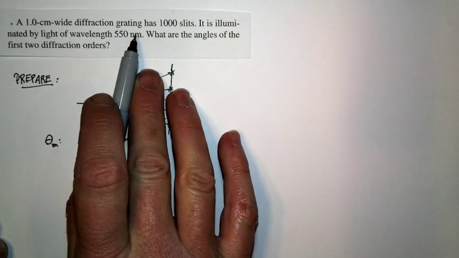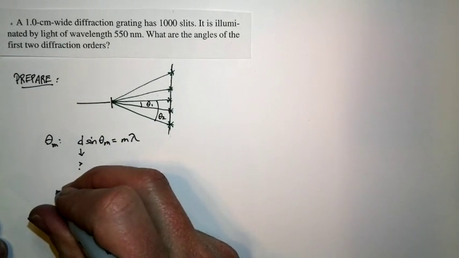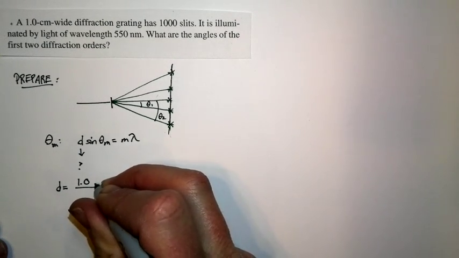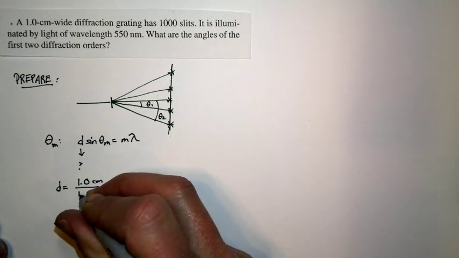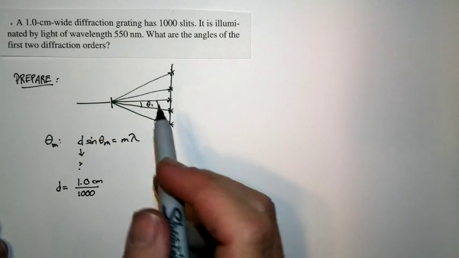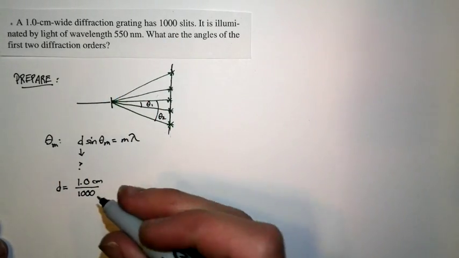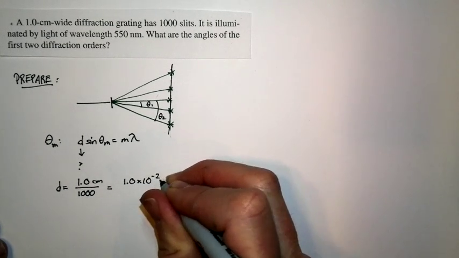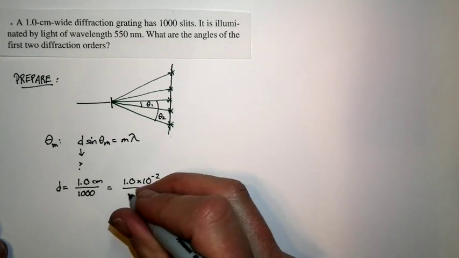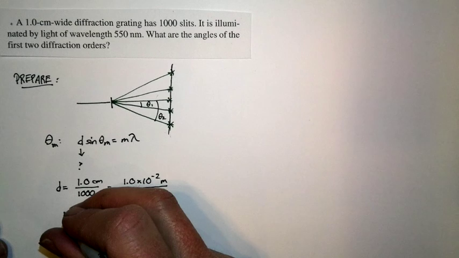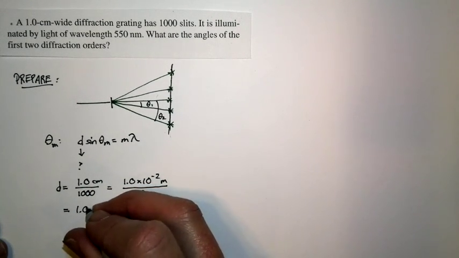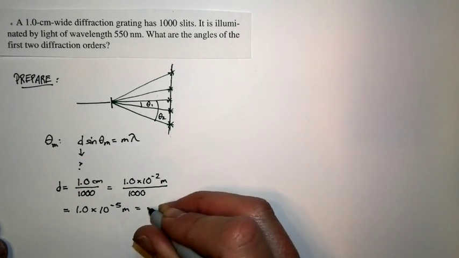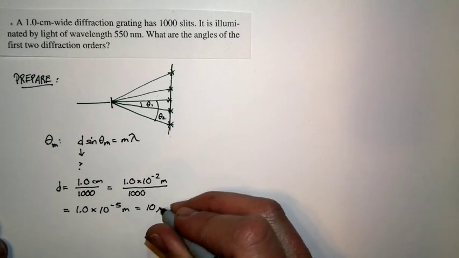Well, the diffraction grating is 1 centimeter wide and it has 1,000 slits. And so d is just equal to the width of the grating divided by 1,000, so 1 centimeter divided by 1,000, because 1,000 slits add up to 1 centimeter. When we calculate this, 1.0 centimeters is 1.0 times 10 to the minus second meters, divided by 1,000. I get a slit spacing of 1.0 times 10 to the negative fifth meters, or in microns, that's 10 microns.